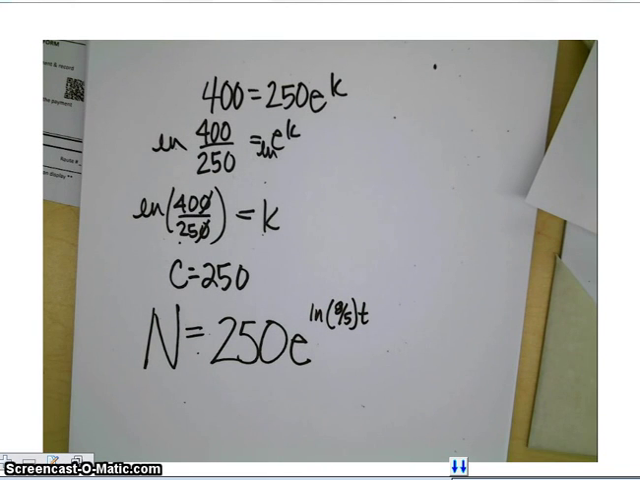Now that is the most exact answer you can get. Exact would not be changing the natural log of 8/5 to a decimal. If you did, that's probably fine. In fact, they probably have that if that were in the back.